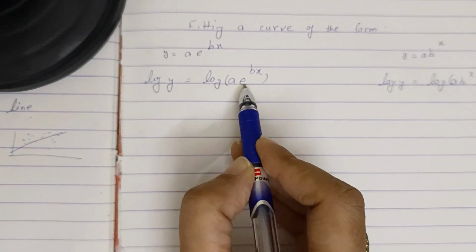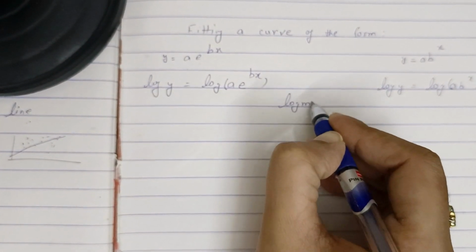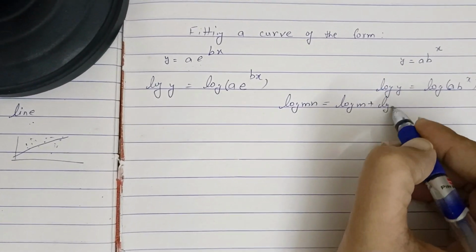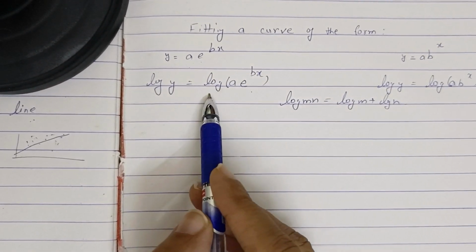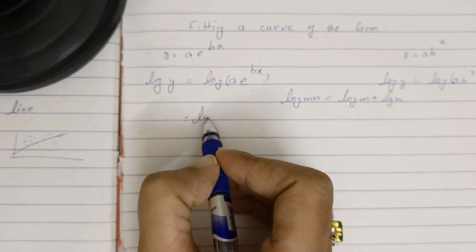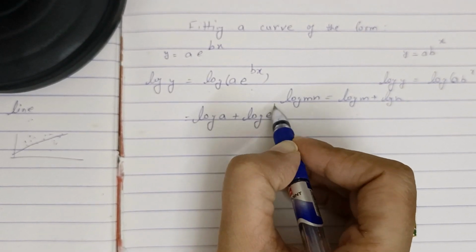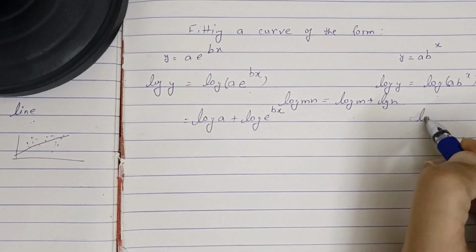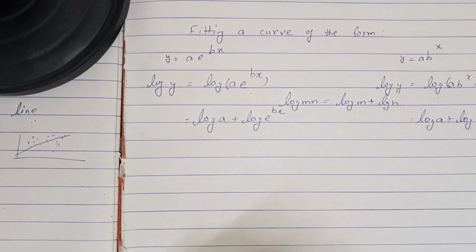Here you have to use the formula log of m into n. You know that log mn is equal to log m plus log n. This formula we are going to use on the right hand side. If you use this formula, you will get log a plus log e to the power bx, and here you will get log a plus log b to the power x, correct?